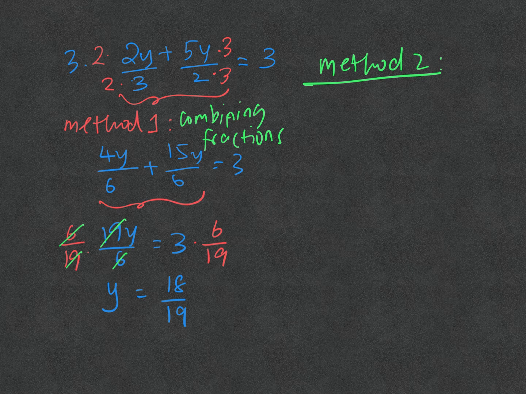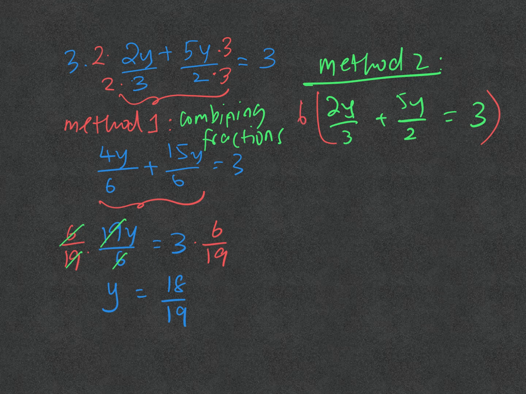Okay, so method 2 is, I'm going to rewrite the equation: 2y over 3 plus 5y over 2 equals 3. Now for method 2, I will multiply the whole equation by the lowest common denominator. In this case, we know it's 6, so we're going to multiply by 6 on both sides.